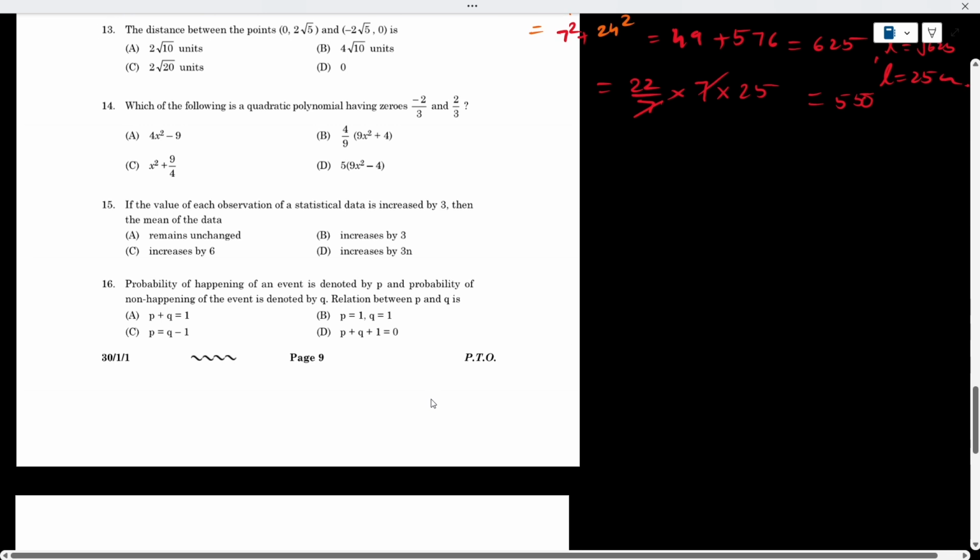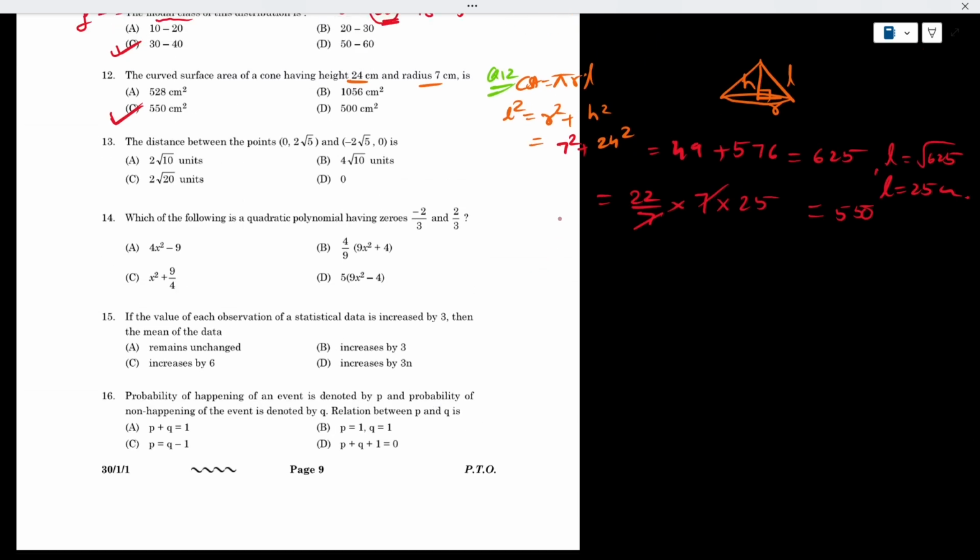Right. Now, after that, the next question is based on coordinate geometry. So question number 13, we need to find the distance between two points. Now, what is the distance formula? Root of x2 minus x1 whole squared plus y2 minus y1 whole squared. So this is your x1, y1 coordinates, and this is your x2, y2 coordinates.